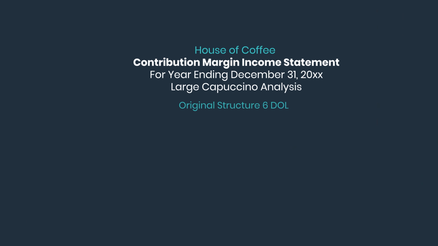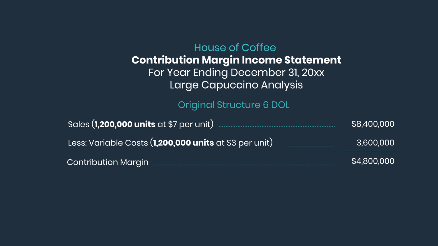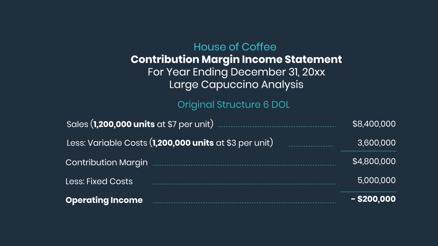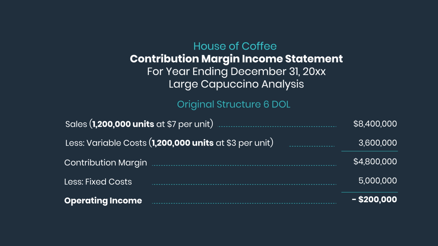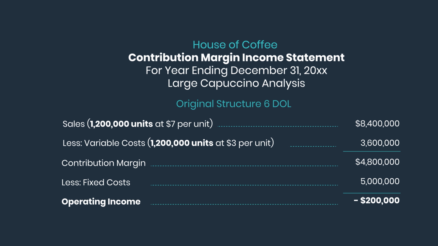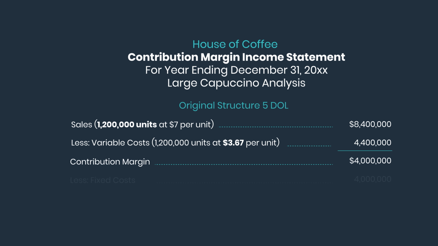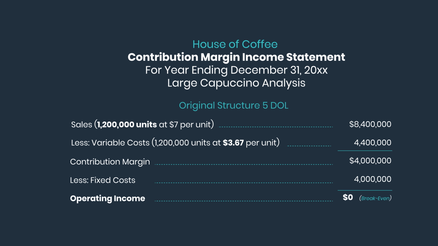So let's apply it to our 2 DOLs in that scenario. Under the original structure with a 6 DOL, if House of Coffee sold 1.2 million large cappuccinos instead of 1.5 million, their operating income of $1 million would decrease to a negative $200,000 loss. Now, with the restructured approach with a 5 DOL, selling 1.2 million instead of 1.5 million large cappuccinos would change their operating income of $1 million to break even without a loss. That's a huge difference. So based on our new understanding of DOL, here's your advice to the owner.